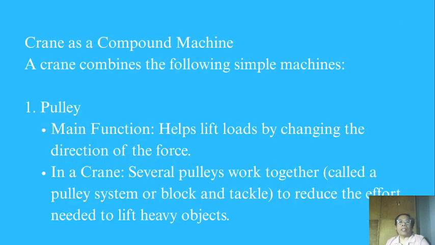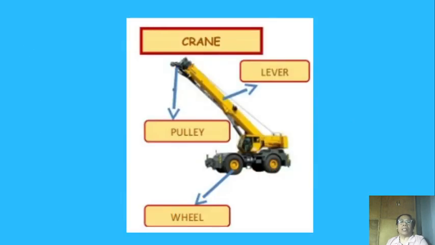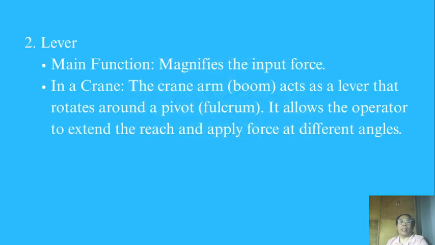A crane as a compound machine. A crane combines the following simple machines. Number one, pulley. Main function: helps lift loads by changing the direction of the force. In a crane, several pulleys work together, called a pulley system or block and tackle, to reduce the effort needed to lift heavy objects. So that's the crane, the lever, the pulley, and the wheel.